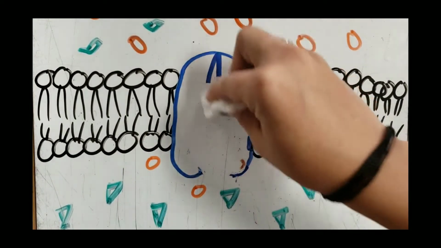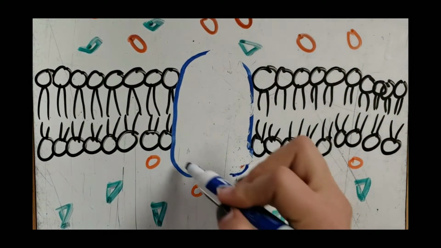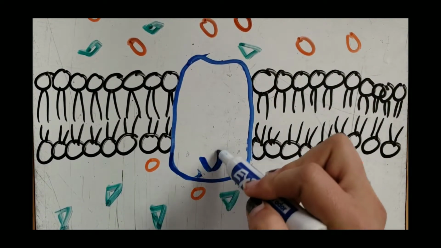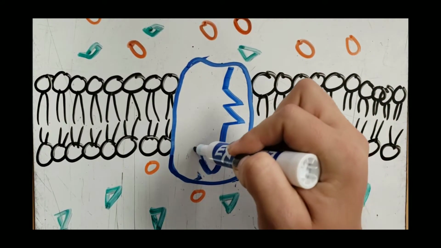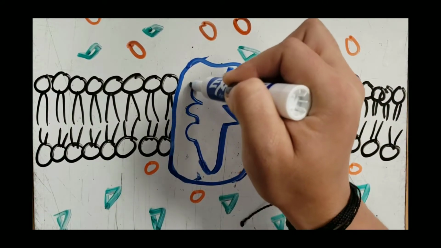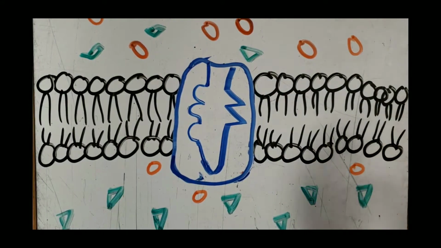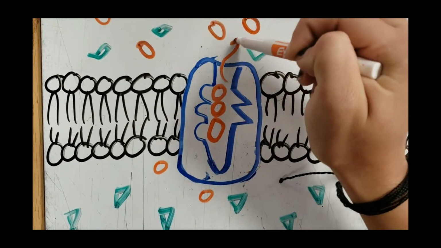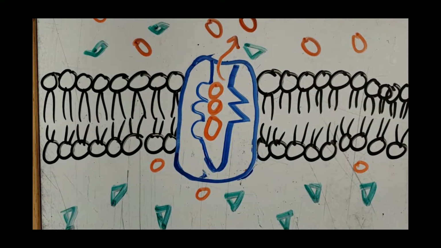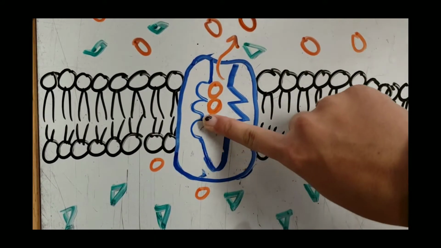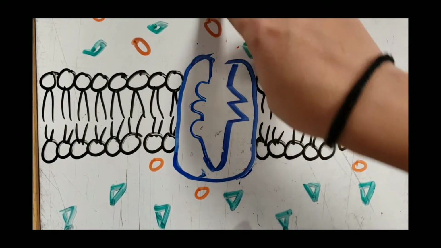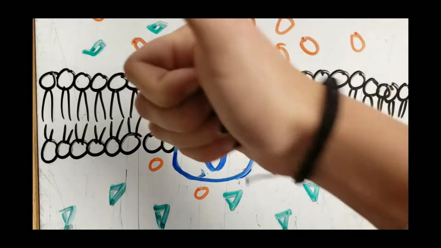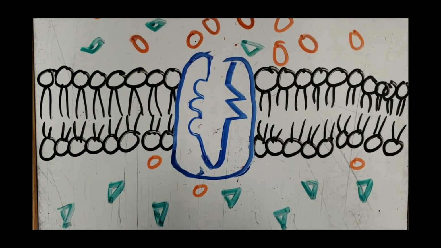The pump then undergoes a conformational change, translocating sodium ions across the membrane. Here is the change of the pump. And here is the release of the sodium ions to the outside of the membrane. Ta-da! They're on the outside of the membrane now.